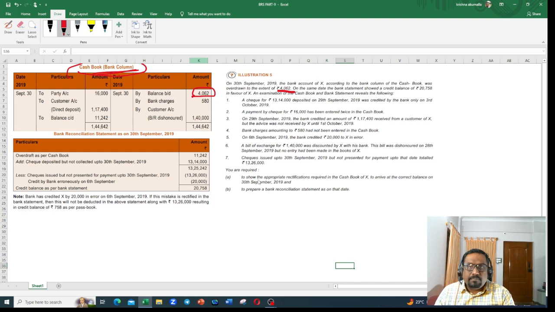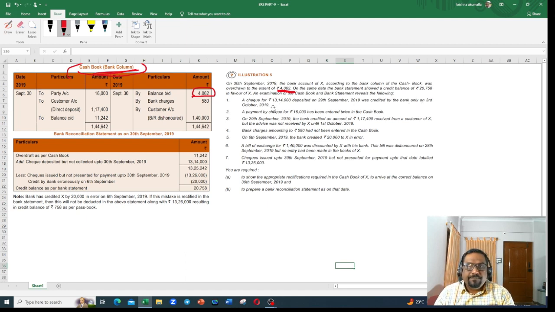Till such time the topic is clear for you. And they gave the bank balance as well. That we don't bother about right now because we are going to arrive at the bank balance. That is a difference. Next, an examination of the cash book and bank statement reveals the following. A check of 1,34,000 deposited on 29 September 2019 was credited by the bank only on 3rd October 2019.